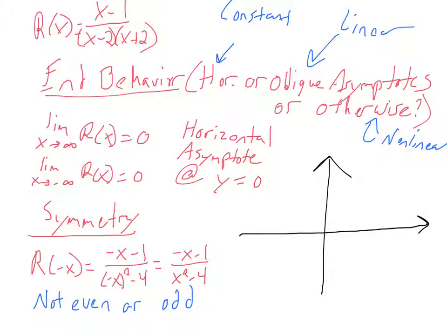So we already determined that the only x-intercept was x equals 1 on the previous page. We also determined that the y-intercept was 1/4, which is right there. Right, so we have the x-intercept and the y-intercept. And we know we have vertical asymptotes at 2 and -2. Okay, we're going to go ahead here. We have our vertical asymptotes at 2 and -2.